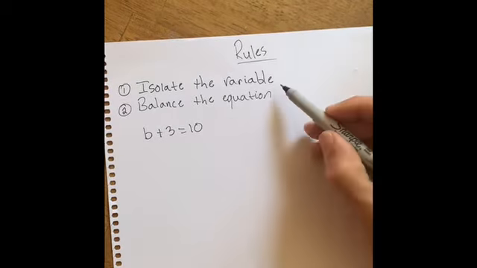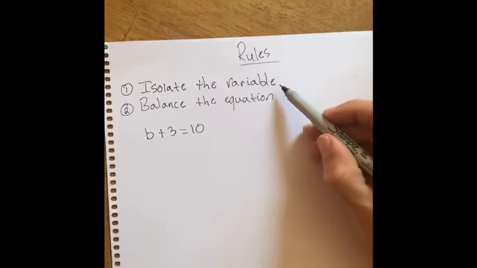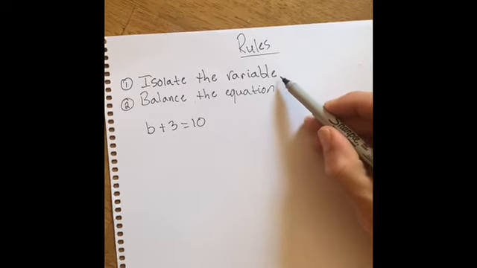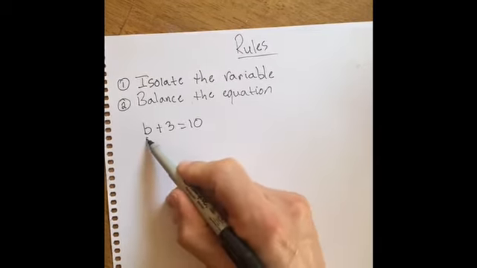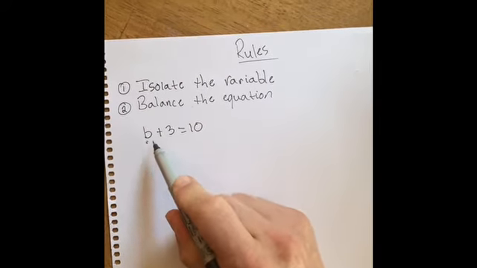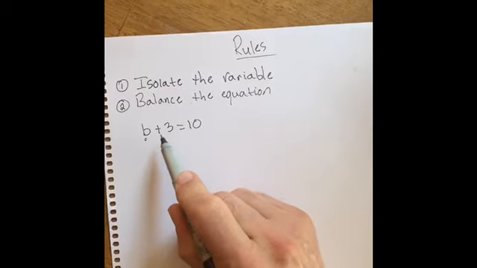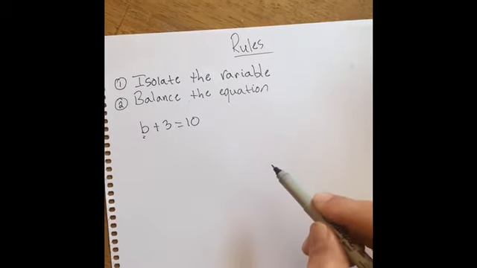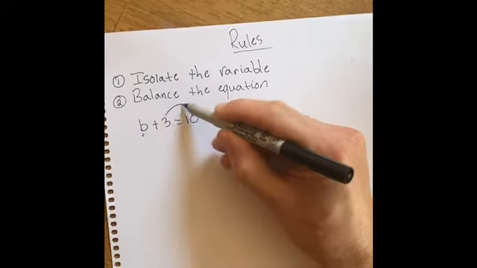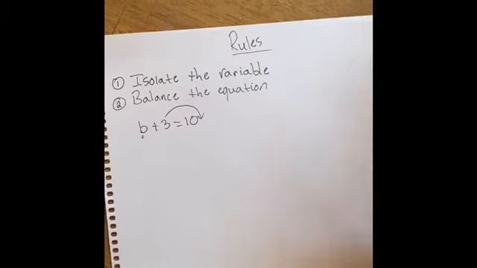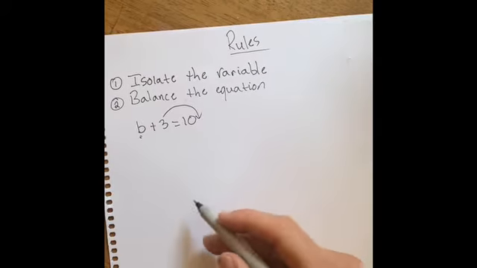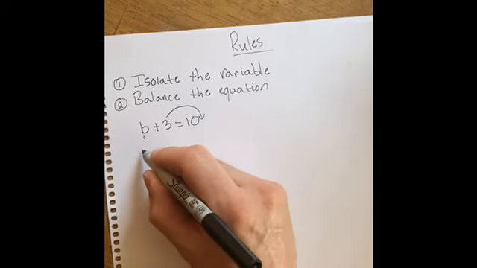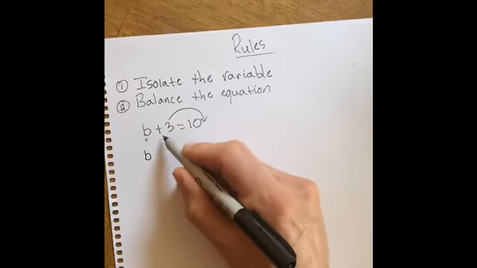So if I look at the first rule here, it says to isolate the variable. And what that really means is that I need the b to be all by itself on one side of the equal sign, which means I've got to move the 3. The 3 needs to come over there. All right. And this is how we're going to do it. We're going to look at the plus 3.